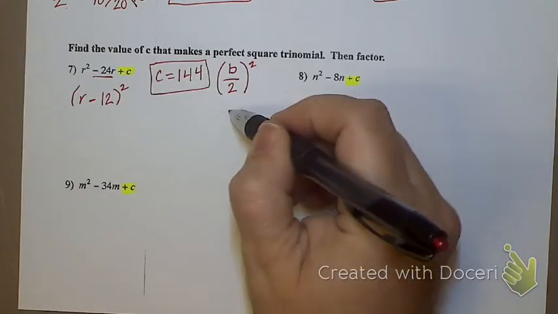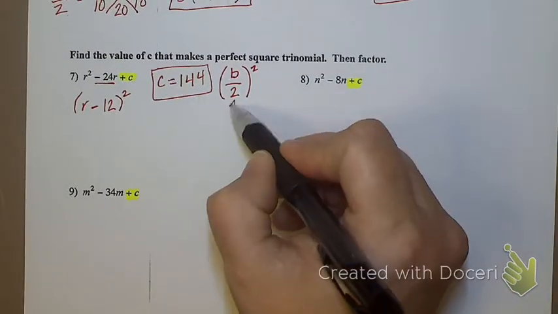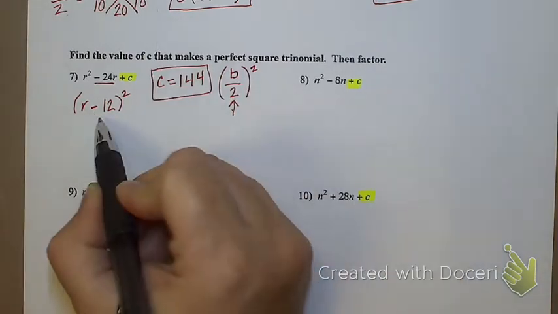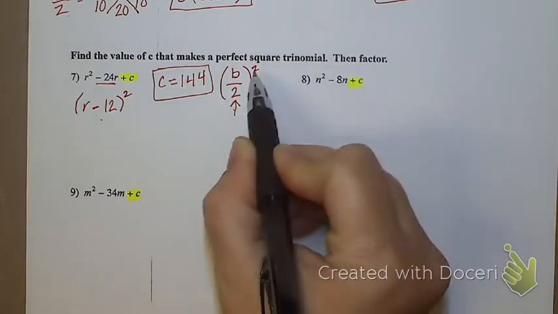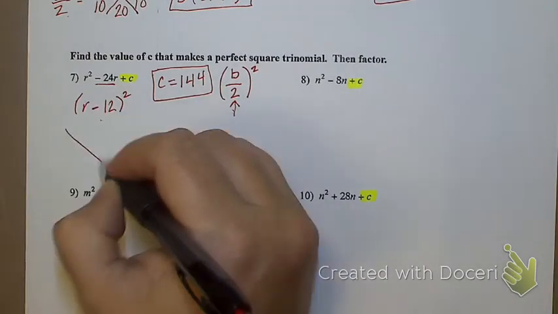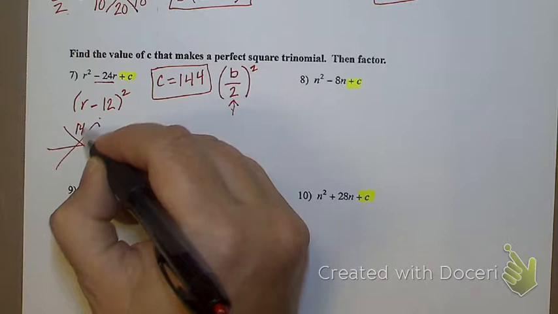So in other words, when you take B and you divide it by 2, that answer is what it factors into. Square it, and that tells you what C has to be. So when you divide it, that's what you're factoring.